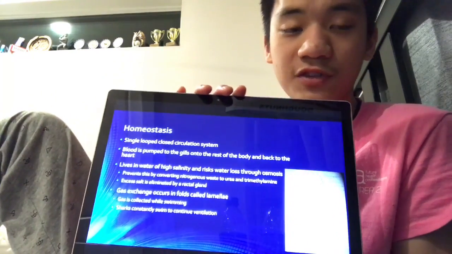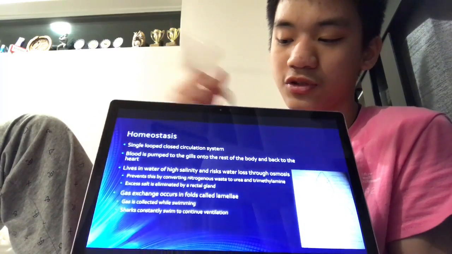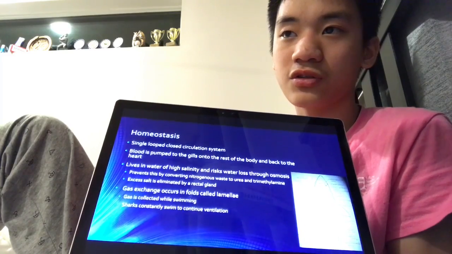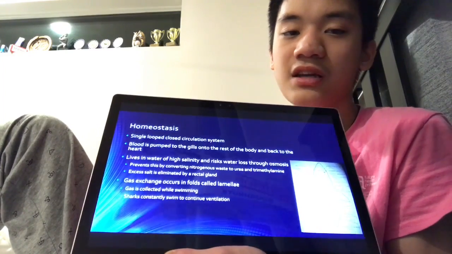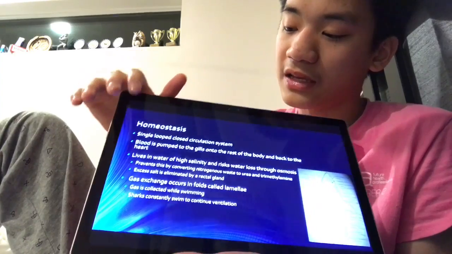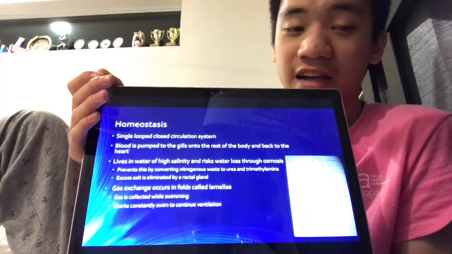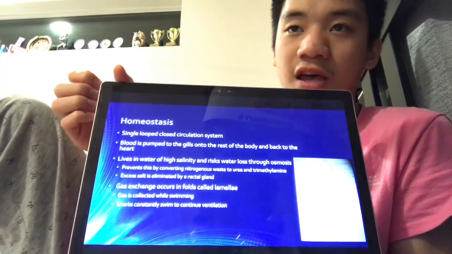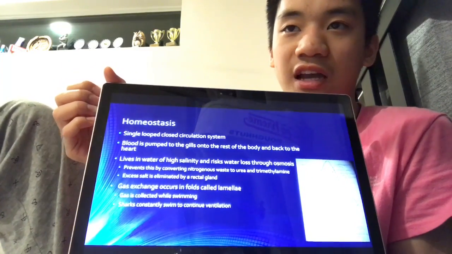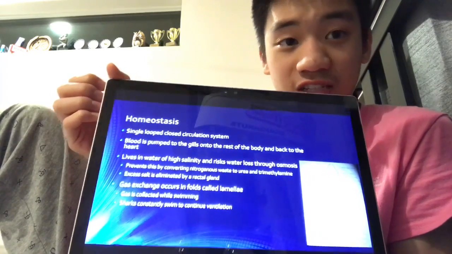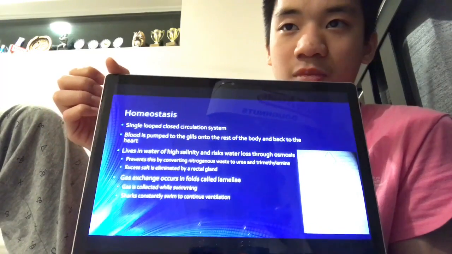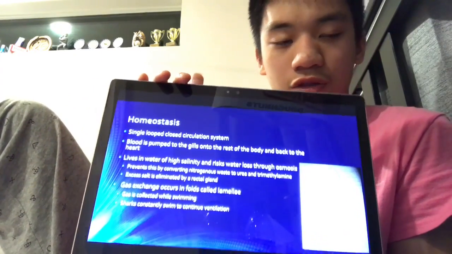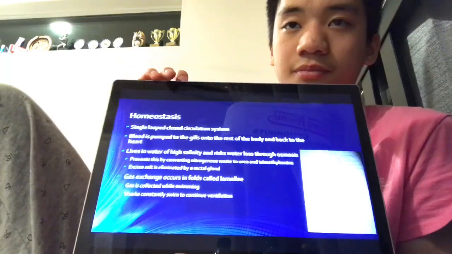Homeostasis. The spiny dogfish shark has a single closed circulatory loop which blood flows through, and it starts from the heart, goes first to the gills, and then the rest of the body, and then back to the heart. It lives in waters of high salinity, and because of this, water can easily escape its body because of osmosis. But it prevents this by turning excess nitrogenous waste into urea and trimethylamine. It also excretes excess salt through its rectal glands.